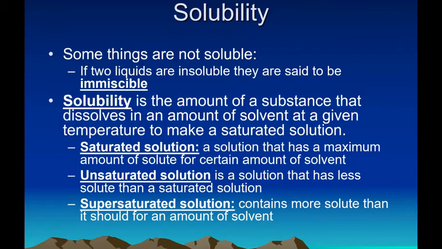But we can look at solubility, or types of solutions, in 3 different ways. When we're looking at a solution, we can call that a saturated solution, an unsaturated solution, or a supersaturated solution. And the examples that I can think of, my favorite example to use is something like sweet tea.